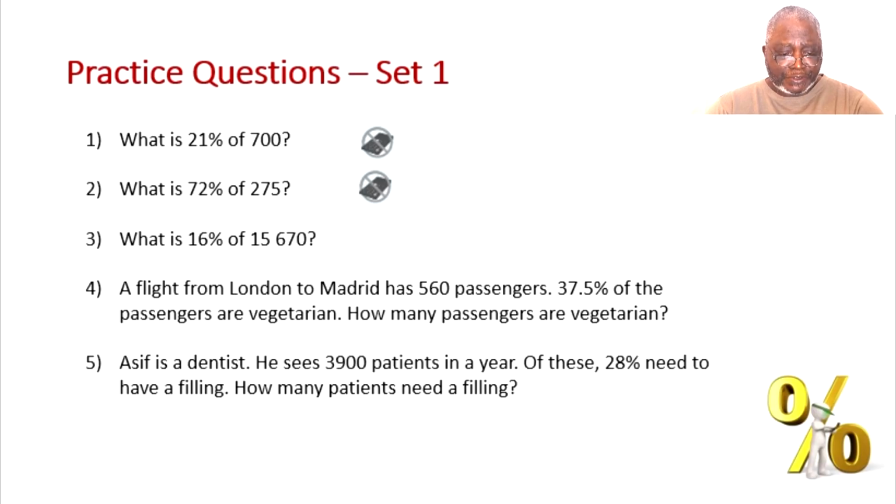Question 4. A flight from London to Madrid has 560 passengers. 7.5% of the passengers are vegetarians. How many passengers are vegetarians? Question 5. Asif is a dentist. He sees 3,900 patients in a year. Of these, 28% need to have a filling. How many patients need a filling?